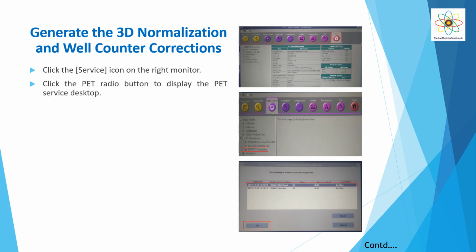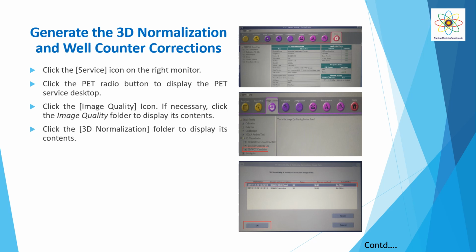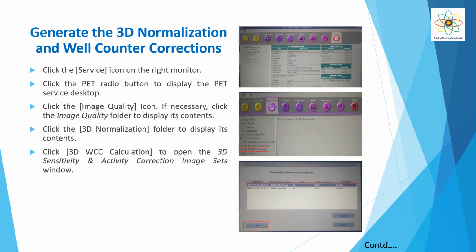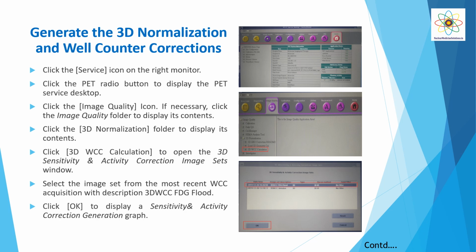Click the service icon on the right monitor. Click PET radio button now. The default opens with the CT, so we need to click PET radio button to display PET service desktop. Click image quality icon. Click the 3D normalization folder to display its contents. Click 3D WCC calculation to open 3D sensitivity and activity correction image set window.